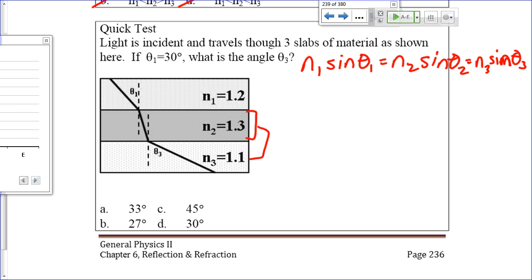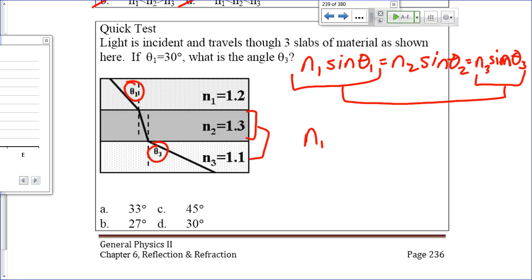So I know theta 1, I want to know theta 3, so I can say that these two are equal, right? Because these are all equal. If A equals B equals C, then A equals C. So I can say n1 sine theta 1 equals n3 sine theta 3.